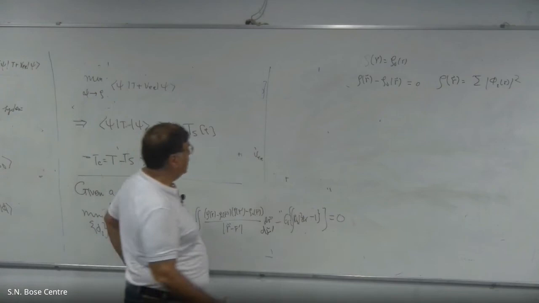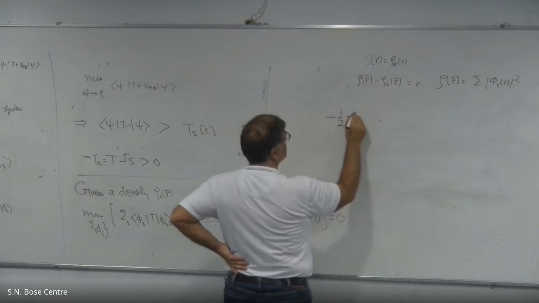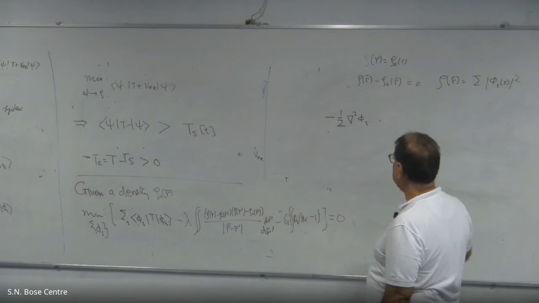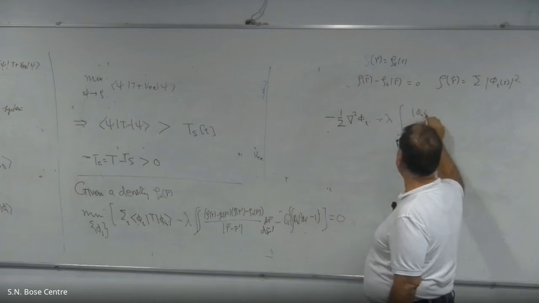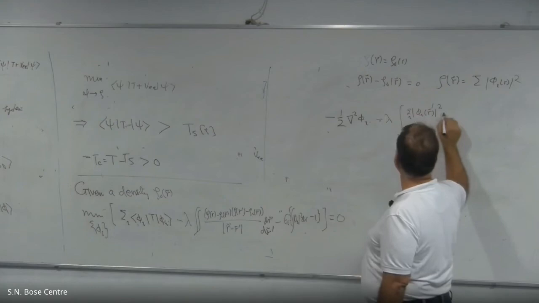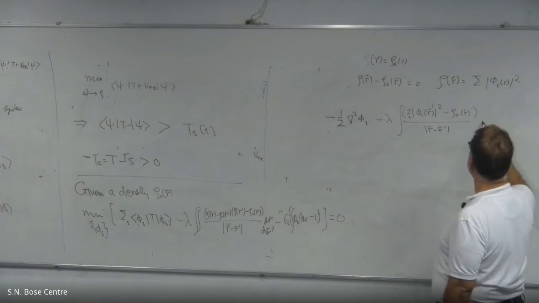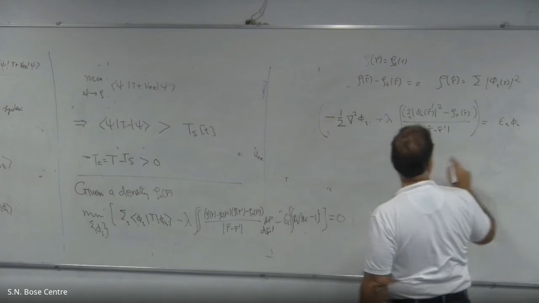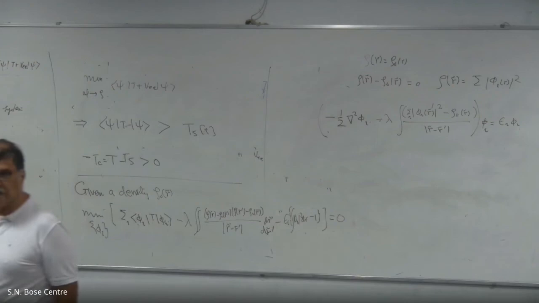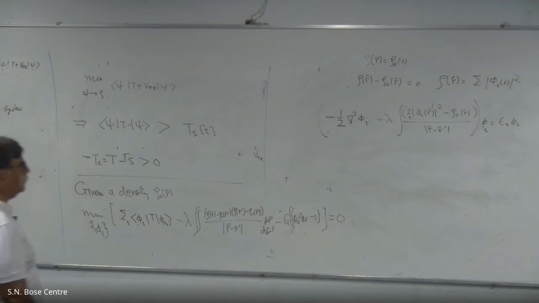The equation it sets up is again a standard variational thing. The first term will be minus one half the Laplacian squared acting on phi_i. Minimizing with respect to phi_i star, minus lambda times the integral of the sum over i of |phi_i(r')| squared minus the given density, divided by |r minus r'|, is equal to epsilon phi(r). I set up an equation. This part is the Kohn-Sham potential.